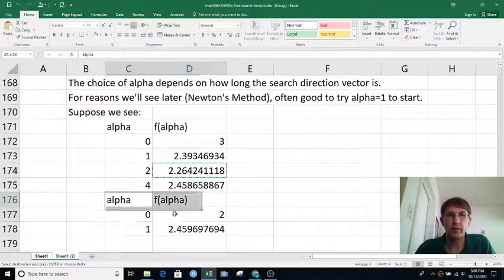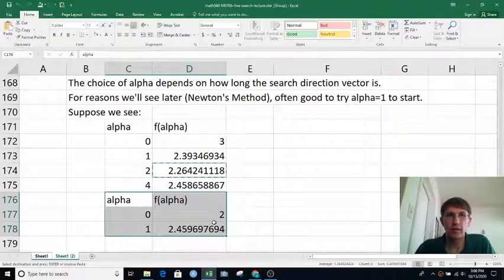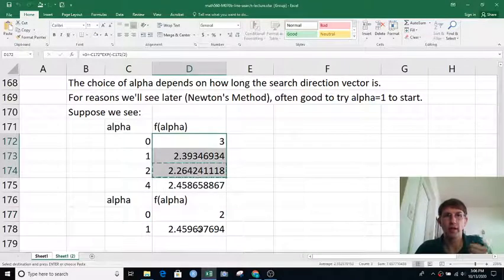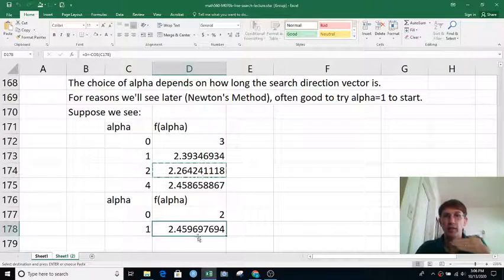What would you do if you saw this? Well, we started at an objective function value of 2. This is a different function than this. And by the time we got to 1, the total objective function had increased. So that means the minimum is between 0 and 1. And so we're done bracketing.